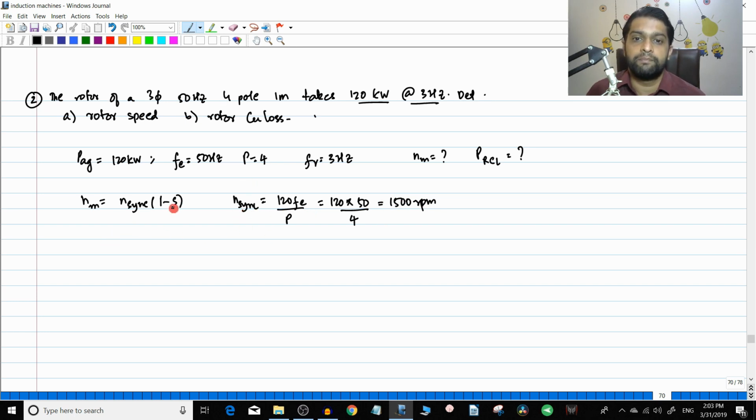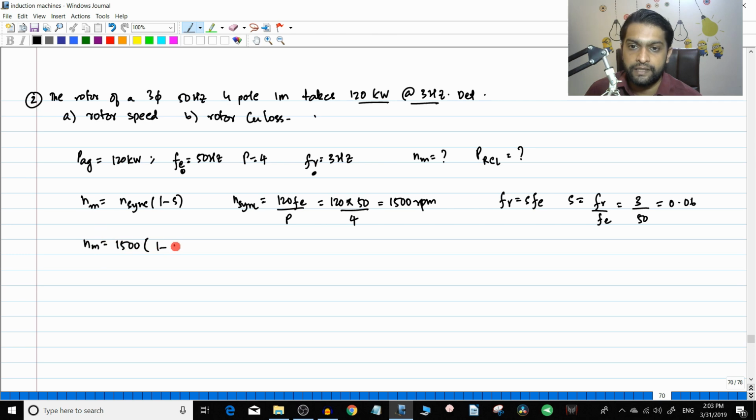And what is the value of slip now? To find the slip value, you can use this relation here. There is F electrical, which you know, and FR, which you know. So FR is equal to S into F electrical. That means S is equal to FR divided by FE. So this value will be equal to 3 divided by 50, and that value will be equal to 0.06. So the slip value is 0.06. So we can substitute that here. Nm is equal to 1500 into 1 minus 0.06. So what Nm value do you get? It is 1410 RPM.